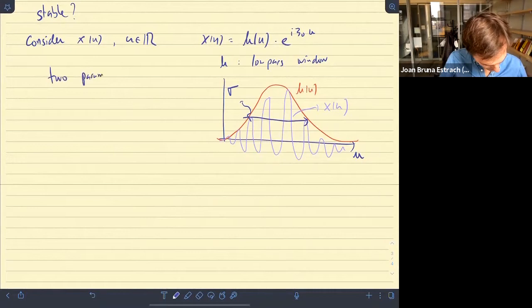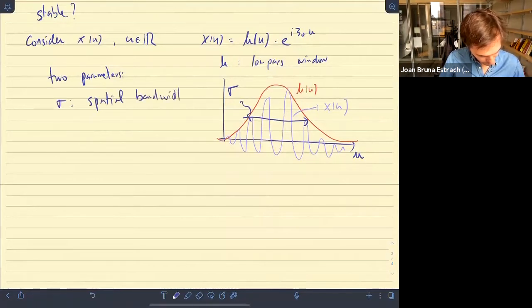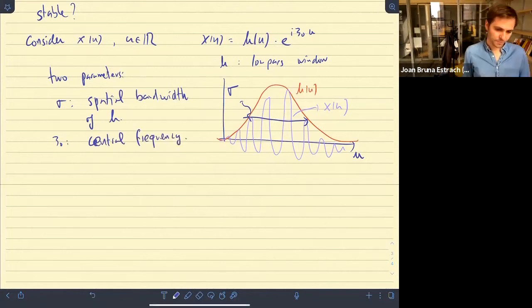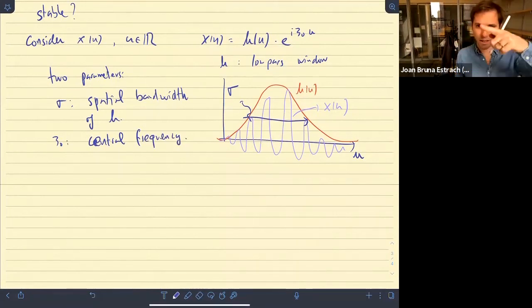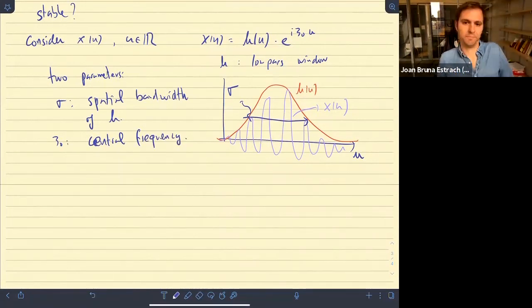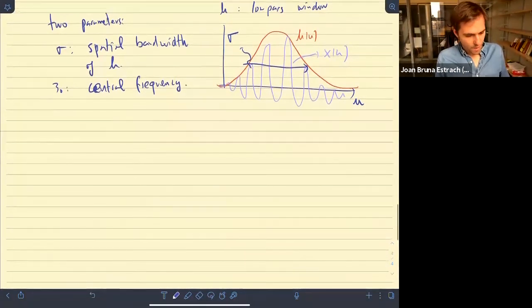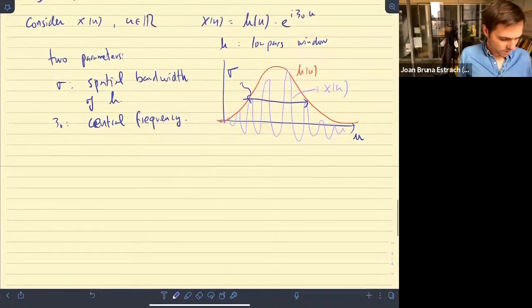Two parameters: sigma, that is the spatial bandwidth of h, and then psi 0, that is the oscillating frequency, the central frequency. Okay, so that's our model. It's like a little wave that oscillates. All right, and now we are going to consider, so that's our signal.